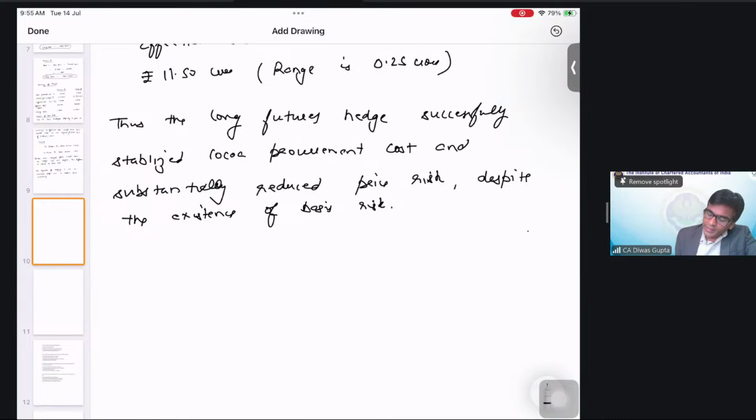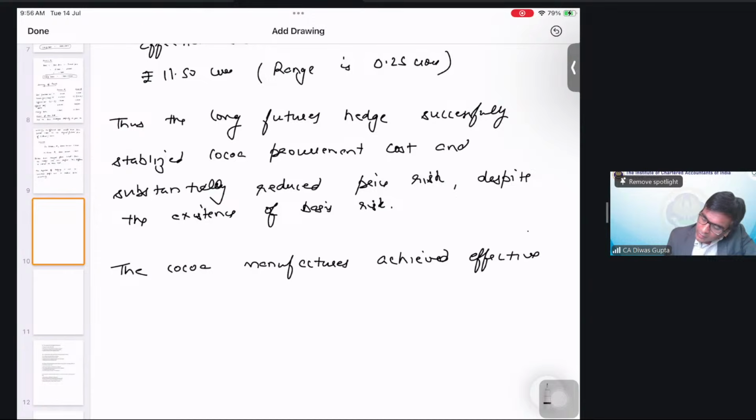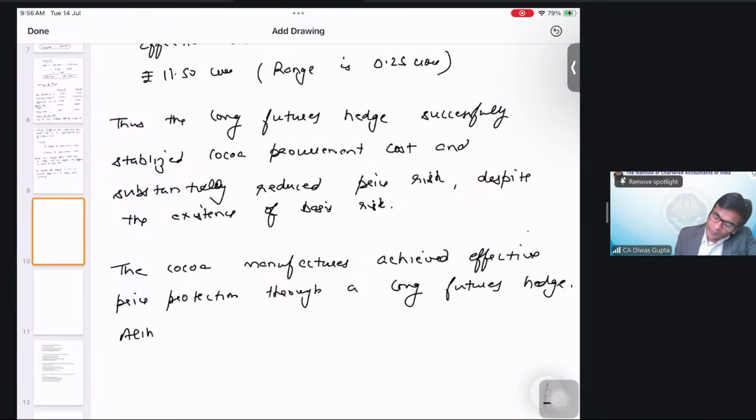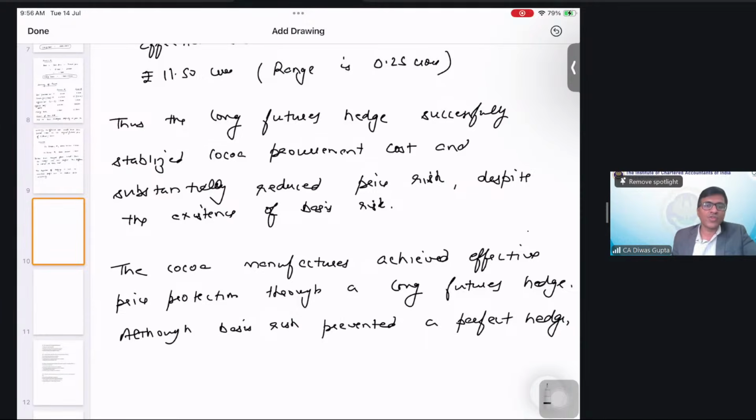So finally, I am concluding saying that the cocoa manufacturer achieved effective price protection through a long futures hedge, although see we cannot ignore the fact that there is a basis risk also, right? Although basis risk prevented a perfect hedge, right? Which we have proved. Why the perfect hedge was not there, basis risk changed.